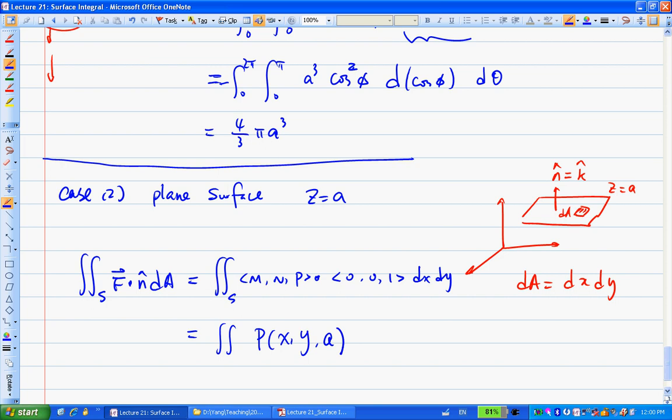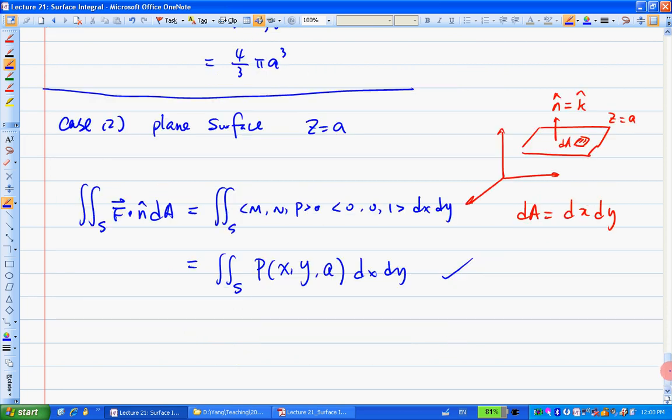Then dx dy. So now you see this is basically a double integral, right? Where am I integrating? We're integrating over the projection of this surface in the xy plane, the region that you're looking at. How do I find the xy limits? Same thing as a double integral, so no trick. So this is the setup for the second case.